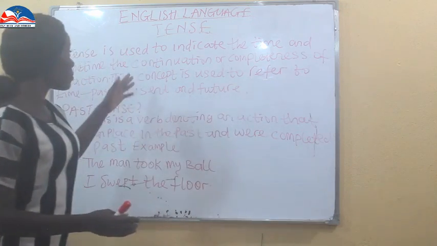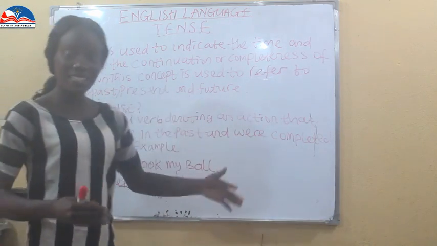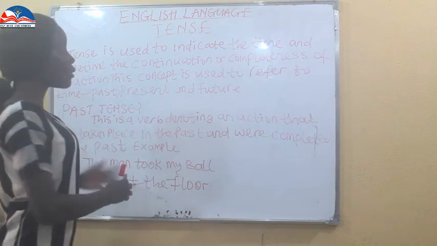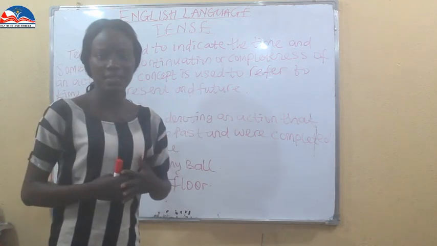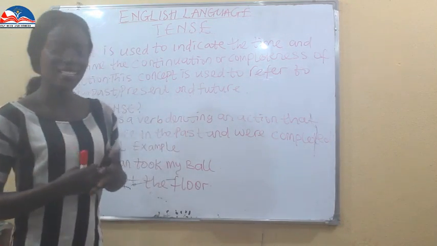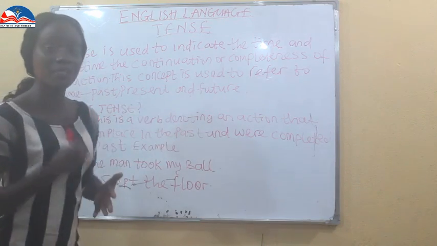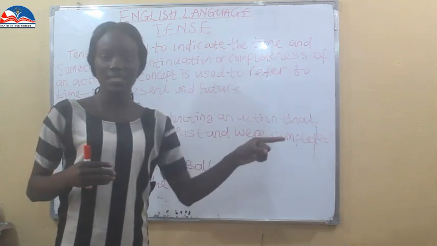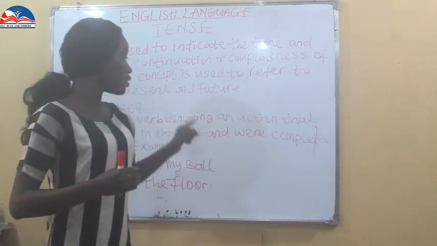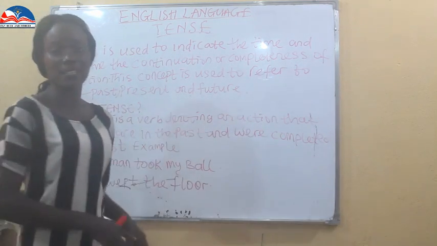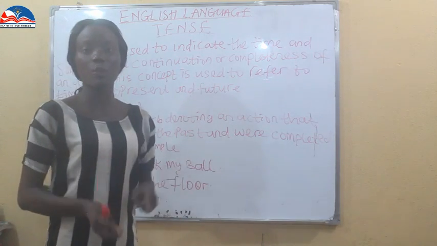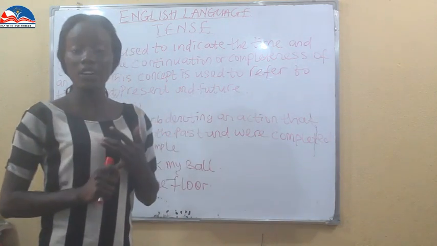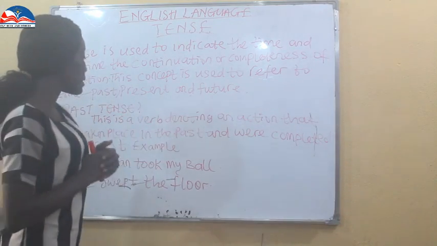When we're talking about these tenses, we have the past, present, and future. But now we'll be looking at past tense. What do we mean by past tense? Past tense is a verb denoting an action that has taken place in the past and was completed in the past. The action took place in the past and the action was also completed in the past.